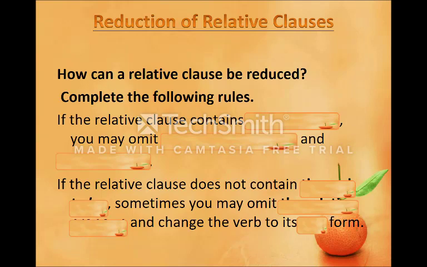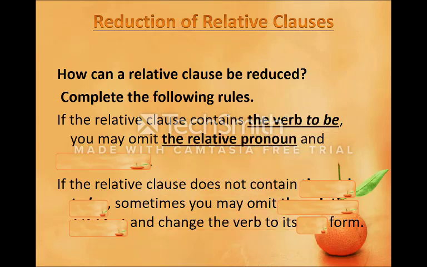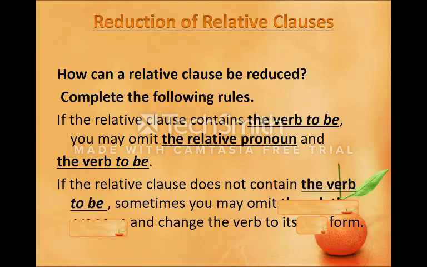Right. So, how can a relative clause be reduced? Can you complete the following rules? If the relative clause contains the verb to be, you may omit the relative pronoun and the verb to be. If the relative clause does not contain the verb to be, sometimes you may omit the relative pronoun and change the verb to its ing form.